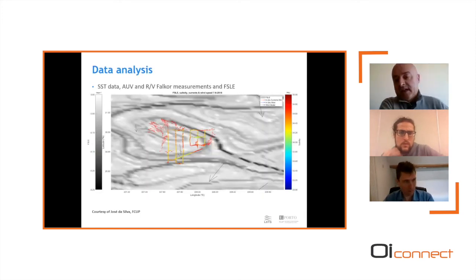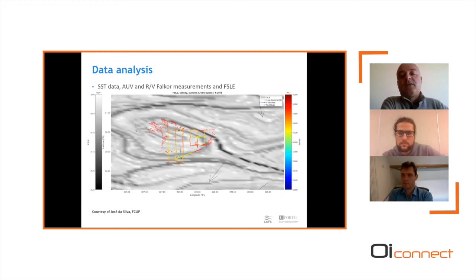In terms of data analysis, I don't want to go into lots of details. We had SST data, not much, but we also had measurements from the AUV and from the Falcor. And we also used data from remote sensing, namely finite size Lyapunov exponents. What you see here in this picture are tracks of the AUVs, color-coded again by salinity. Then these red arrows give you a sense for currents in the area. And in the background, you see the finite size Lyapunov exponents.